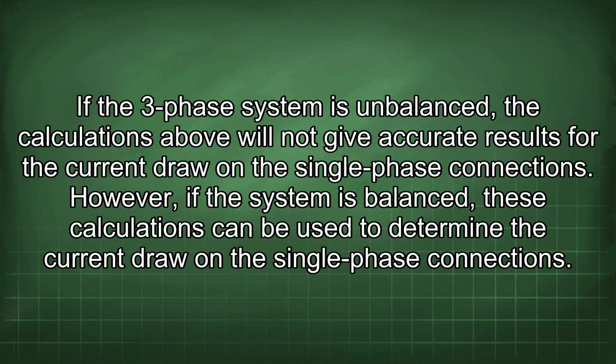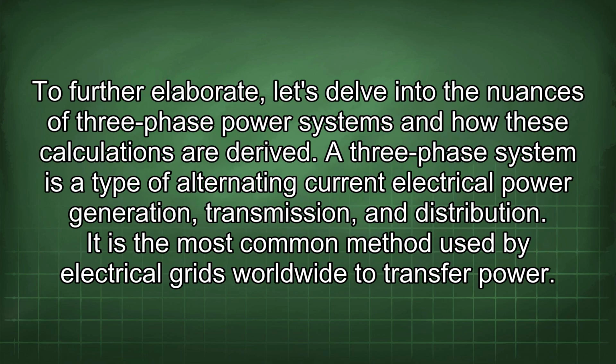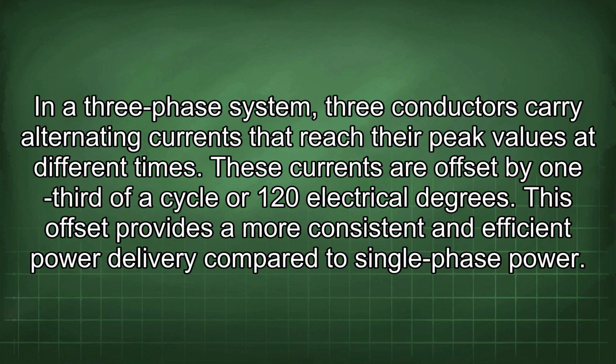To further elaborate, let's delve into the nuances of three-phase power systems and how these calculations are derived. A three-phase system is a type of alternating current electrical power generation, transmission, and distribution. It is the most common method used by electrical grids worldwide to transfer power. In a three-phase system, three conductors carry alternating currents that reach their peak values at different times. These currents are offset by 1/3 of a cycle, or 120 electrical degrees.